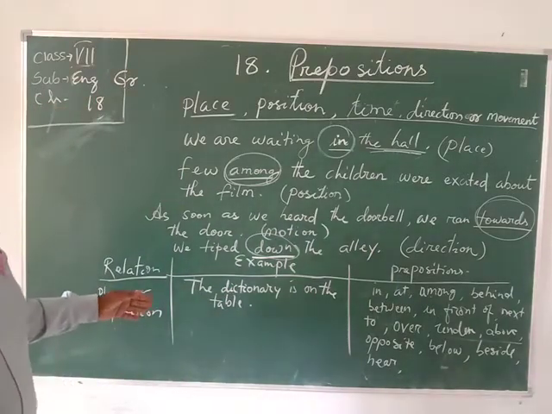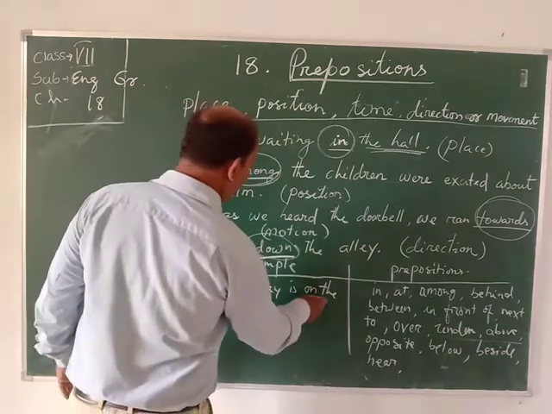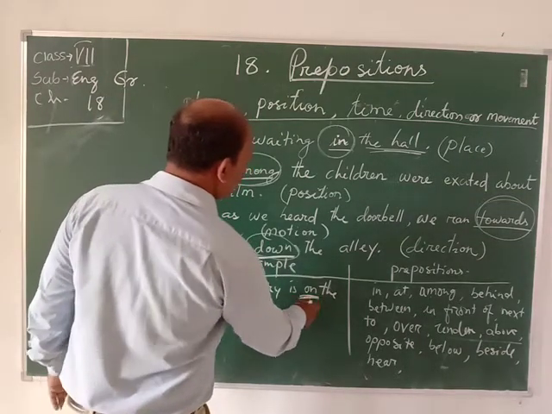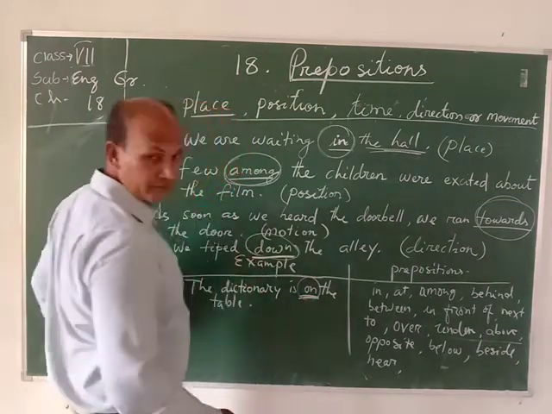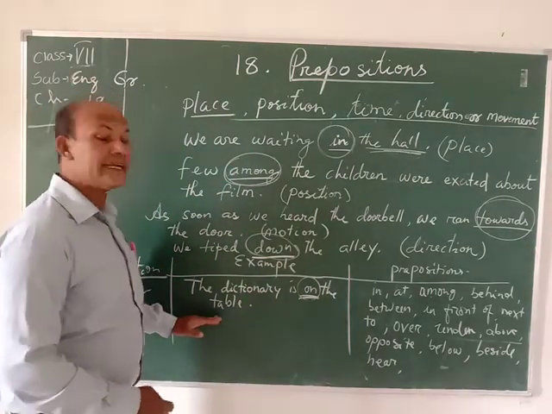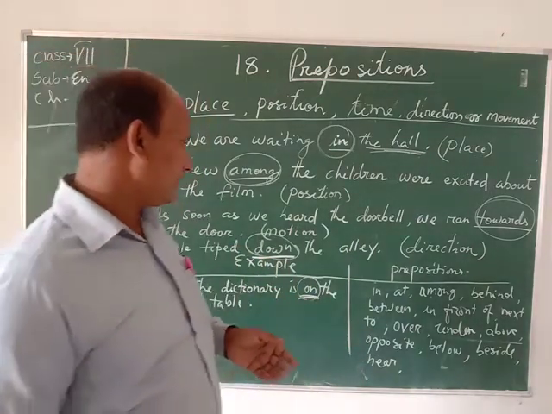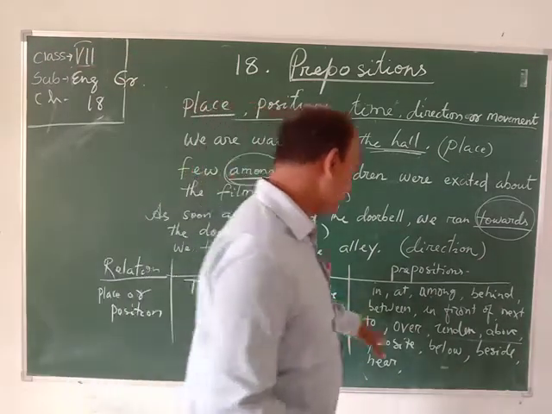For example, the dictionary is on the table. Position: Manisha is standing beside her father. Beside her father. Manisha is standing beside her father.